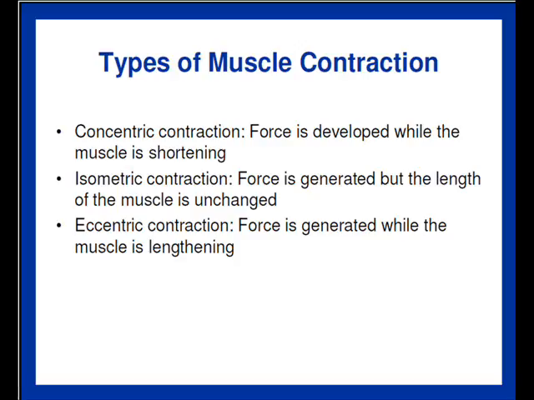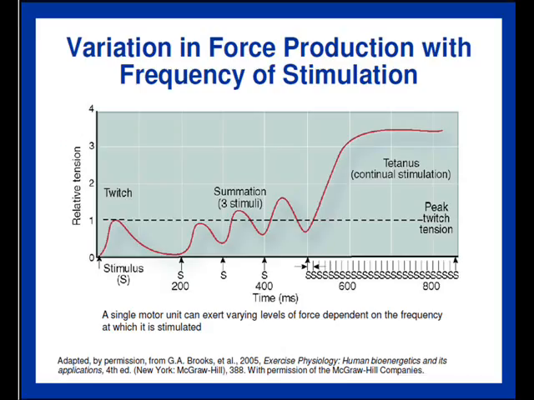Force variation with frequency of stimulation. A single motor unit exerts varying levels of force depending on the frequency at which it is stimulated, meaning the action potential, how quickly those action potentials are moving down the alpha motor neuron from the axon hillock.